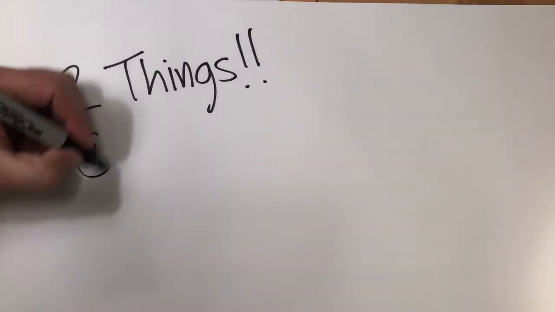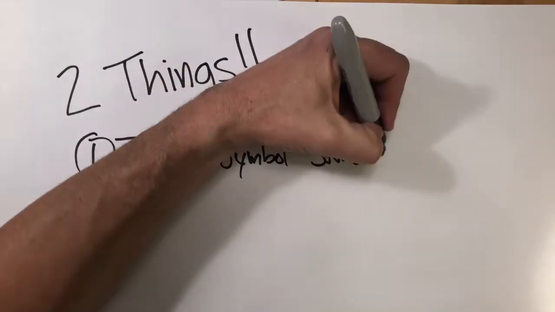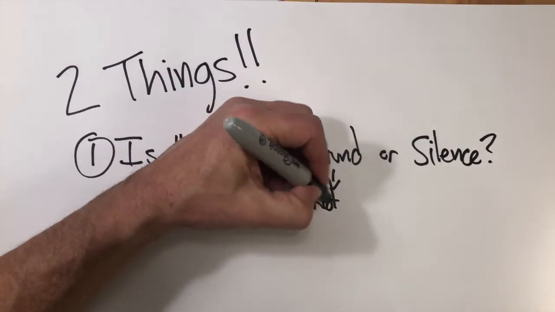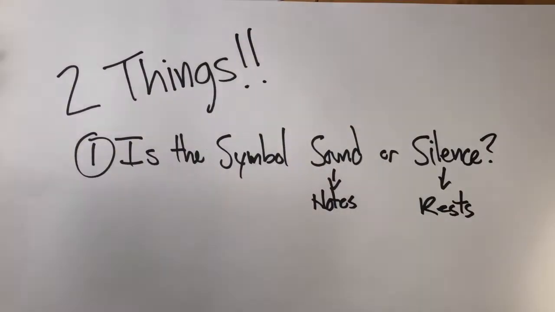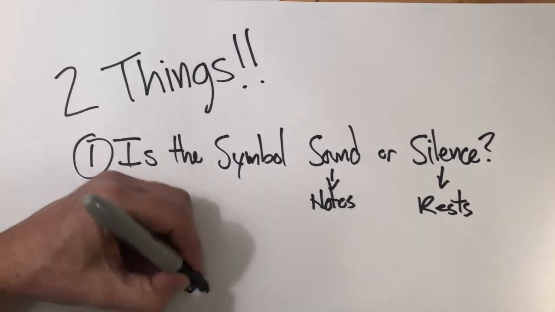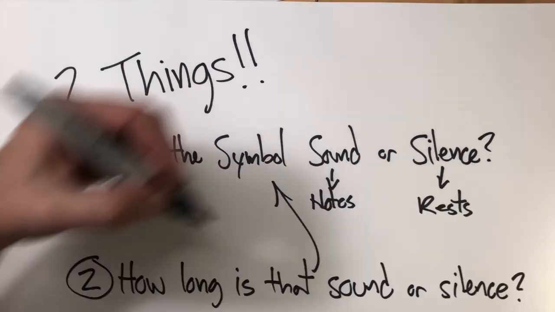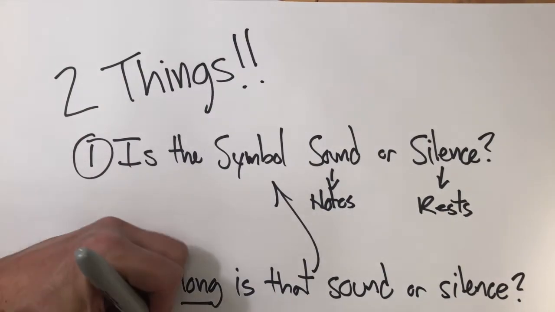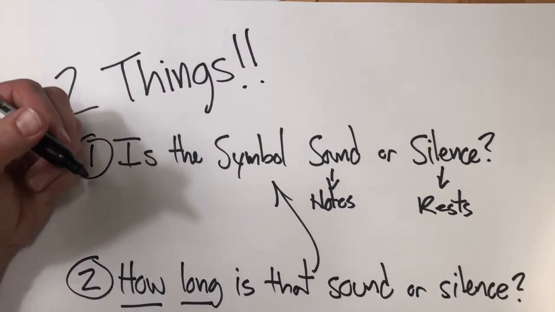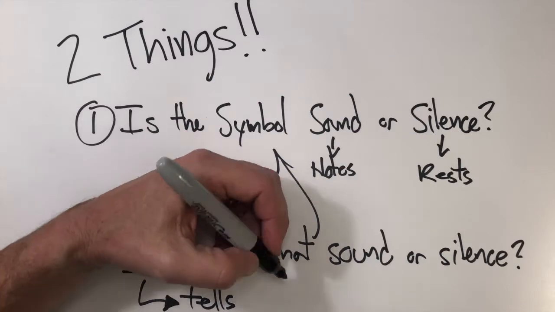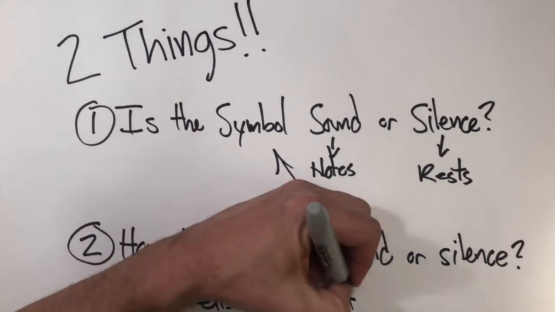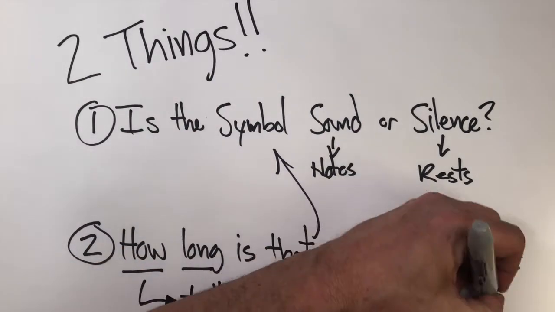1, is it sound or silence? If it's a note, it's a sound. If it's a rest, it's silence. That's half the game right there. The second thing we need to ask ourselves is how long is that sound or silence? This second answer tells us where to go in the measure for the next piece of information or the next musical symbol. That's it, those 2 steps.